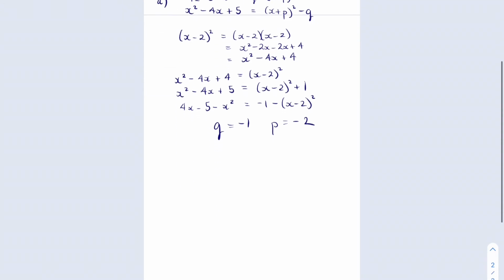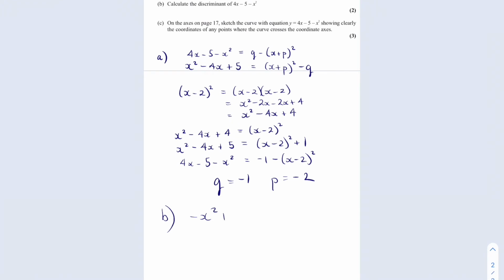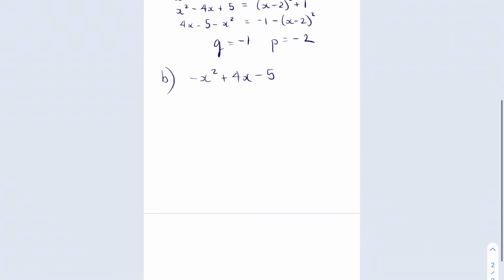calculate the discriminant of 4x minus 5 minus x squared. So let's write it in descending powers of x so that we can identify the a, the b and the c. So we can write it like that. I'm not multiplying both sides by minus 1 this time because there is no both sides. There's a quadratic, so it's an expression. Multiplying this by minus 1 actually changes the expression, so we have to leave it. But we can write the terms in a different order. So a is minus 1, b is 4, and c is minus 5.